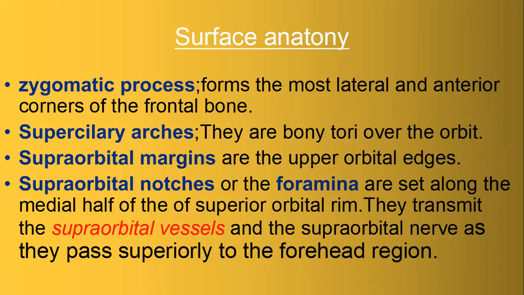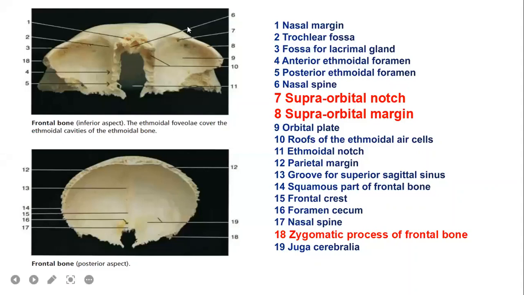They transmit the supraorbital vessels. Sorry, it's not a nerve, actually, it's a blood vessel. And the supraorbital nerve, as they pass superiorly to the forehead region. So the main function of the supraorbital notches or the foramina, I think we have with us right there. It's supposed to be right there, which is pointed as 7, supraorbital notch.